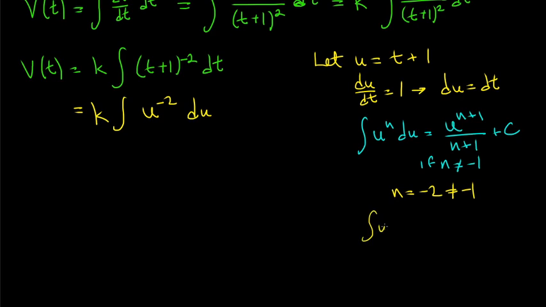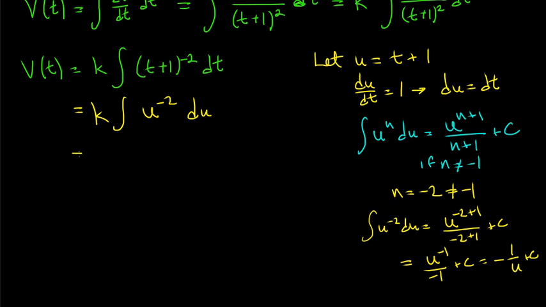So the integral of u to the negative 2 with respect to u is just u to the negative 2 plus 1 divided by negative 2 plus 1. And negative 2 plus 1 is just negative 1. So u to the negative 1 divided by negative 1, or just negative 1 over u plus c. So this is going to be k times negative 1 over u plus c, or negative k over u plus c. Okay, all right, so that's v of t.